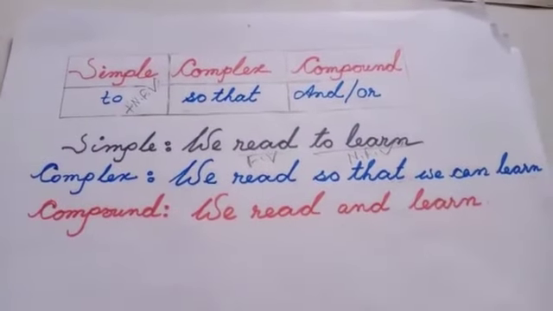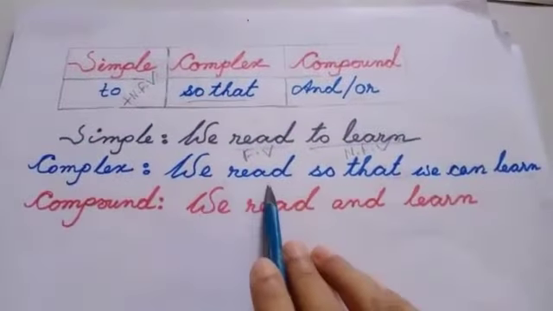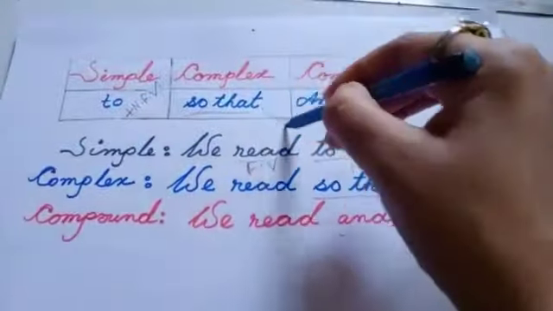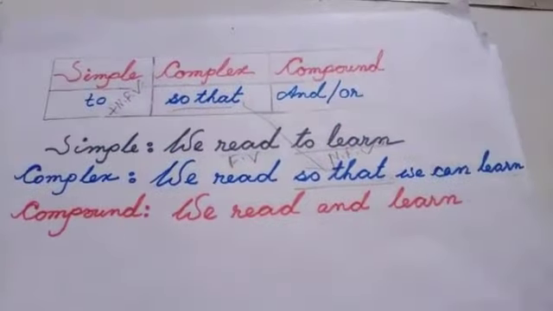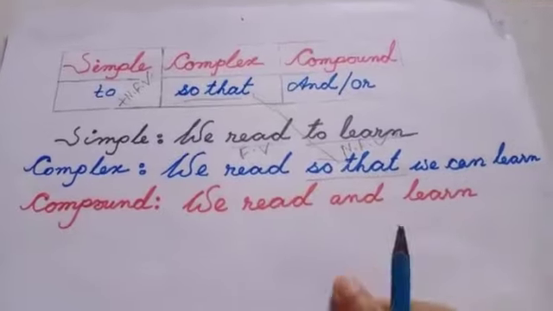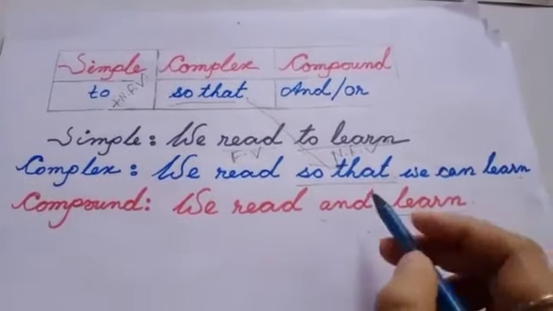What will be the complex? We have to use so that. So we read so that we can learn. What will be the compound one? We read and learn. Now you can ask, there is only a verb after the conjunction.